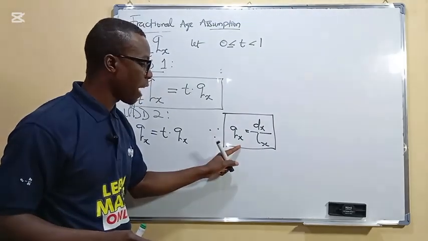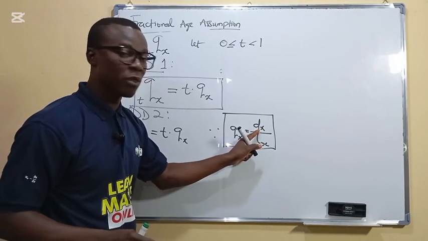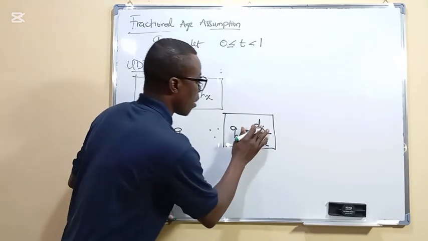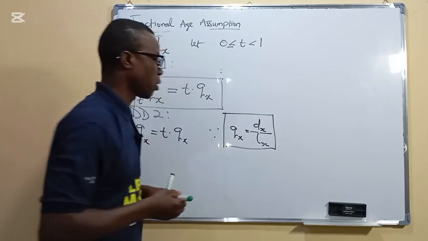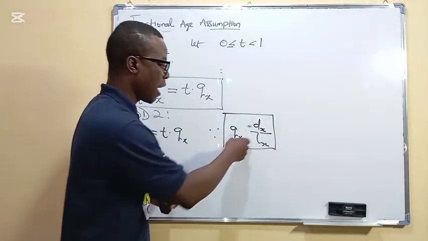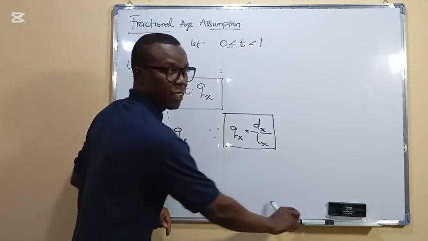So we can say QX is equal to DX over LX. Now, this is not differentiation, so that's why I'm putting that below here, just a subscript here. So we're going to say DX is equal to LX that we have.